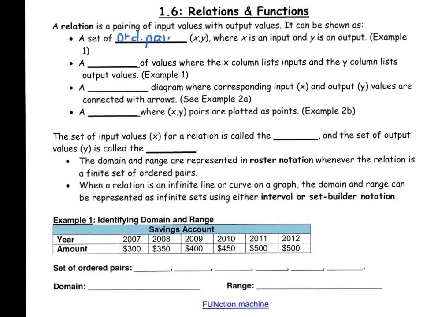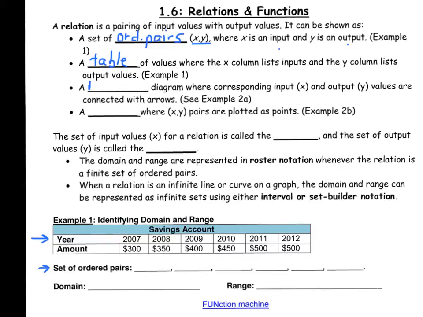that looks like x comma y, where x is the input and y is the output. Like in example 1, we will list the ordered pairs. You might see a table of values where all the x's are listed in a column and all the y's are listed in a column. That would be like what that is in example 1.